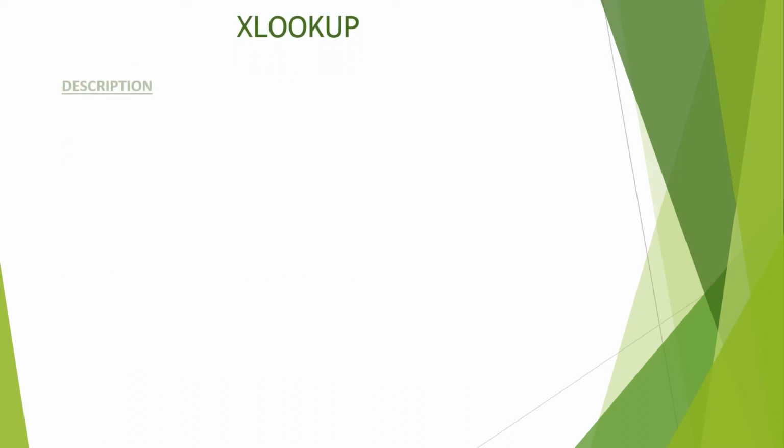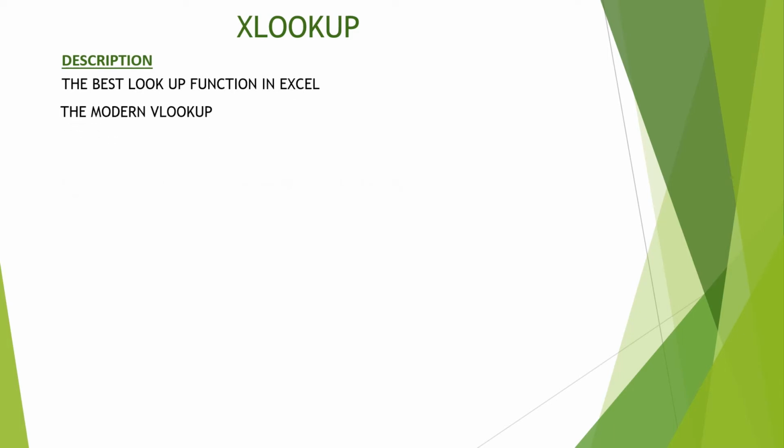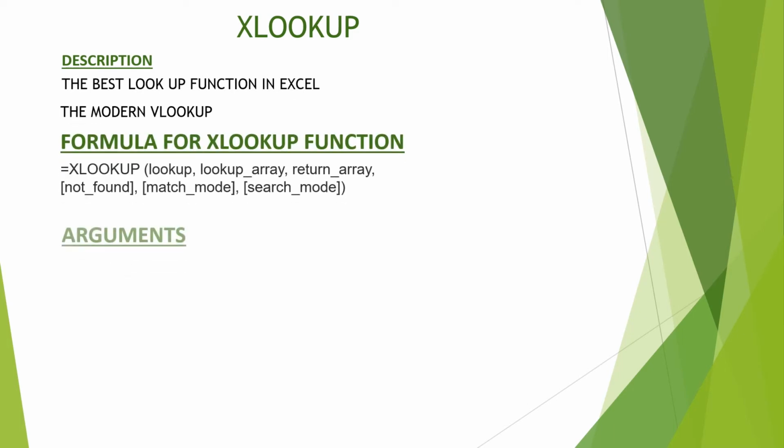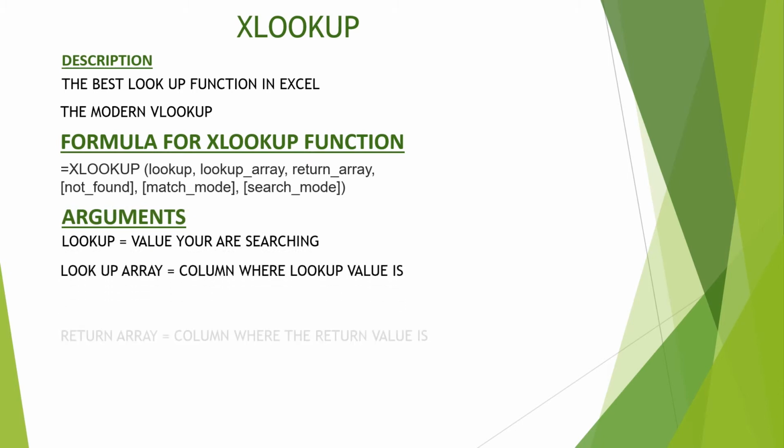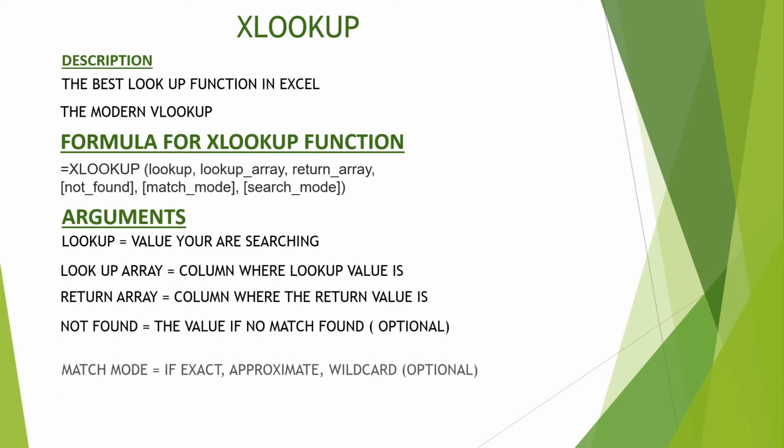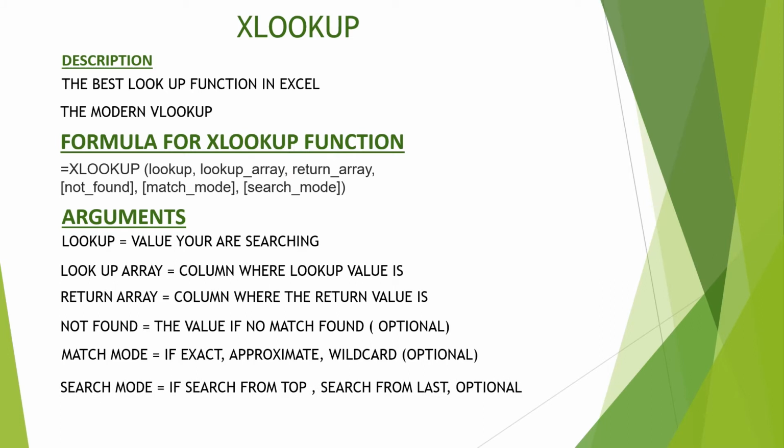Now the last but not the least, the Xlookup function. This is by far the best lookup function in Excel. Many are saying that this is the modern Vlookup. It has 6 arguments, of which 3 are optional. The lookup, the value you are searching for; lookup array, the column where the lookup value is; return array, the column where the returned value is. For the optional arguments: not found is the value if no match is found; match mode, if exact, approximate, or wildcard; search mode, if the search will start from top or bottom.